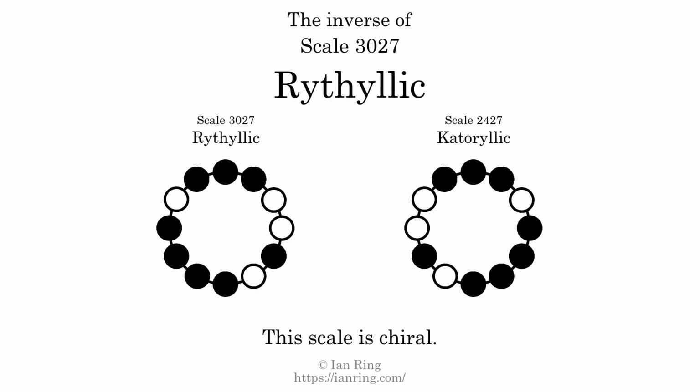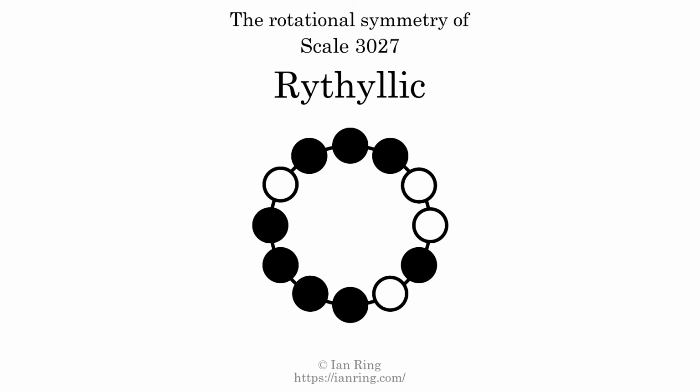The inverse of a scale is a mirror image. It is what you get when the sequence of intervals is reversed. The inverse of this scale is scale 2427, also known as Heteromorphisms. This scale is chiral. It cannot transform into its inverse by rotational transformation. This scale has no rotational symmetry.